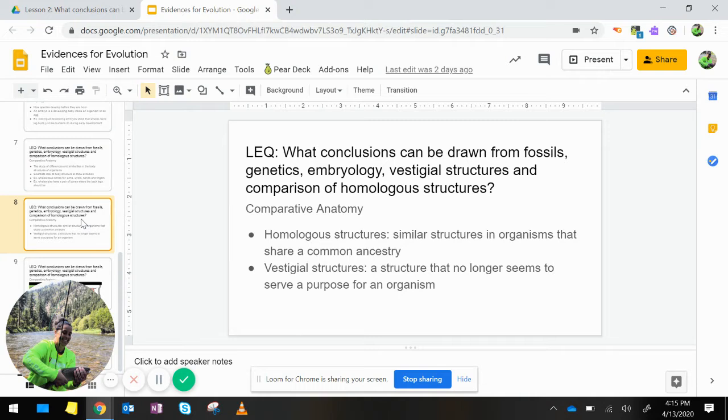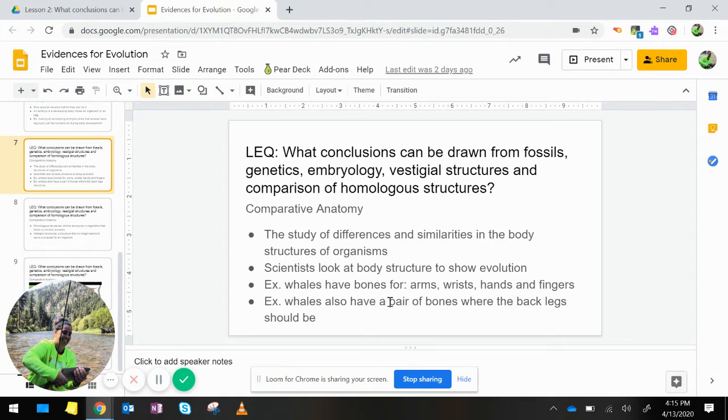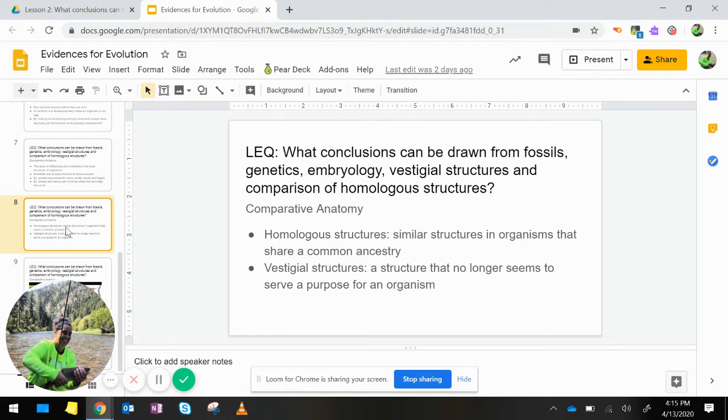So vestigial structures: a structure that no longer seems to serve a purpose for an organism. So you have whales that have a pair of bones where the back legs should be. Whales do not need back legs anymore, so therefore those little bone remnants aren't of any use. They don't have legs, so those bone structures have no use.